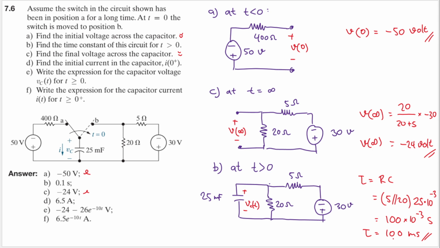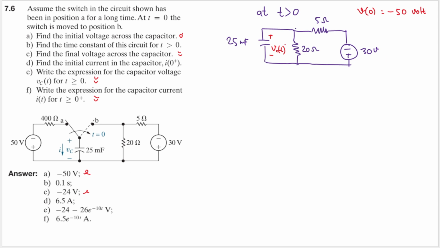Okay, now we need to find out question D, initial current of the capacitor. I think we need to find out E and F first before D. Yeah, let's do that, and I will need this circuit here. Okay, let's clean this up and let's work on question E and F first. And remember, we also have this initial condition, so let's do that.